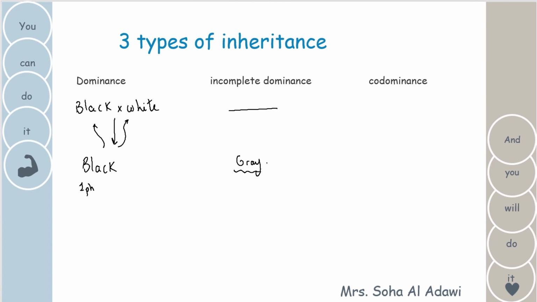And finally, if it's a case of codominance, you are going to obtain, for example, a black animal spotted with white. So there is also a third phenotype, but in this case, both alleles, black and white, are expressed in the phenotype of F1. Let's check now how we are going to write our answers to get the full mark.